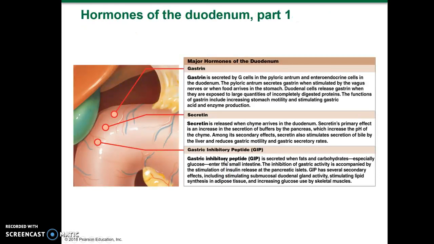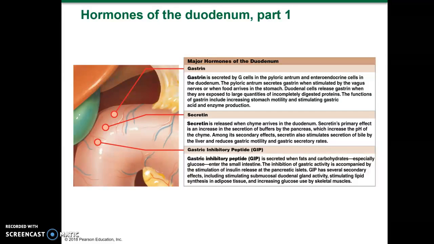So gastrin is secreted by G cells in the pyloric antrum and the enteroendocrine cells in the duodenum. The pyloric antrum secretes gastrin when stimulated by the vagus nerves or when food arrives in the stomach. Duodenal cells release gastrin when they are exposed to large quantities of incompletely digested proteins. The functions of gastrin include increasing stomach motility and stimulating gastric acid and enzyme production.